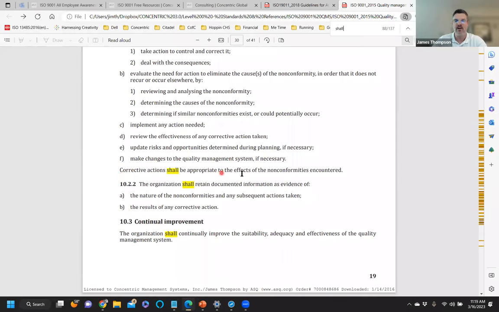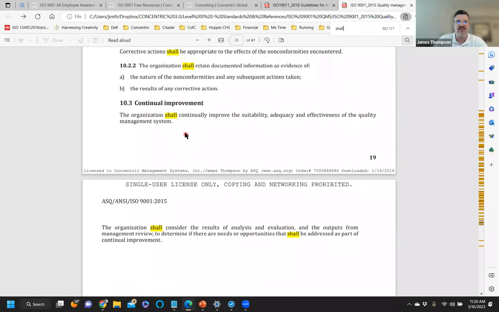Corrective action shall be appropriate to the effects of the nonconformities encountered. So similar to auditing, there needs to be some synchronization and harmonization: a super important process gets more attention for auditing. A super big issue, non-conformity, error, customer complaint, whatever, should be met with an appropriate action of that similar magnitude. The organization shall keep records as evidence of the nature of the non-conformity and any action taken, and the results of any corrective action. So typically that's a corrective action form or preventive action form or customer complaint or SCAR, whatever.